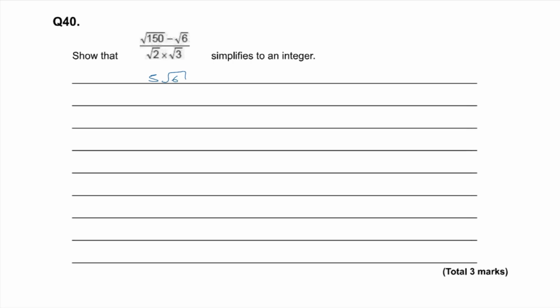So root 150 is 25 times 6, so that becomes 5 root 6 on the top, and I've got that minus root 6 there, and then I've got root 2 times root 3. Well, root 2 times root 3 is the same thing as root 2 times 3. 5 root 6 minus root 6. If I've got 5 root 6 and I take a root 6 away, I'm left with 4 root 6. So 4 root 6. And root 2 times 3 is the same thing as root 6. So I've got 4 root 6 divided by root 6. So I can cancel that with that, and lo and behold, it leaves us with an integer, which is 4.